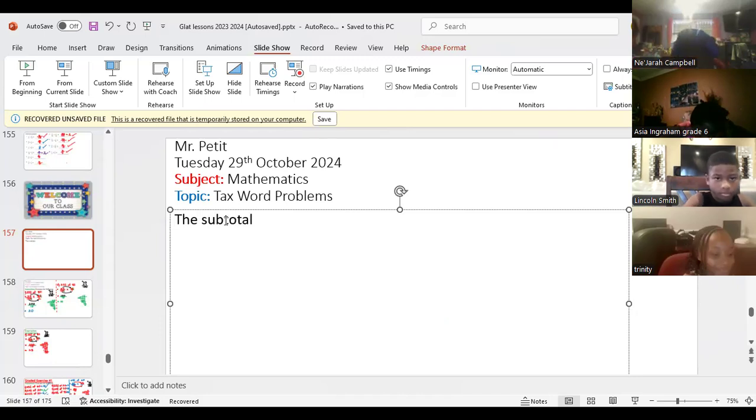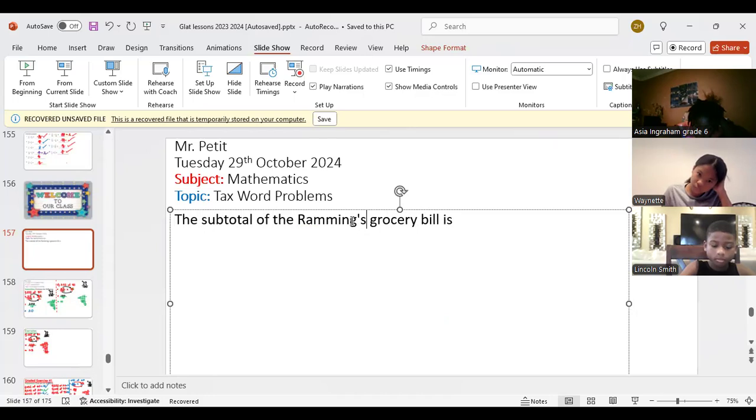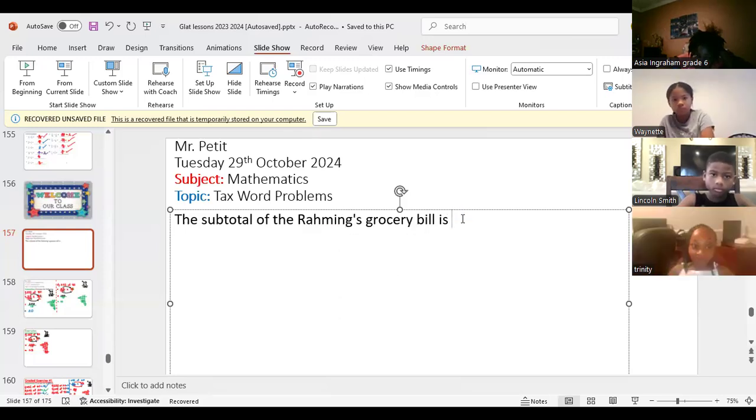All right, let's begin with our first example. Write this down for me, please. The subtotal of the Raming's grocery bill is $160.